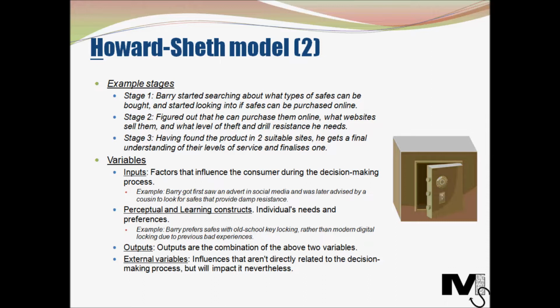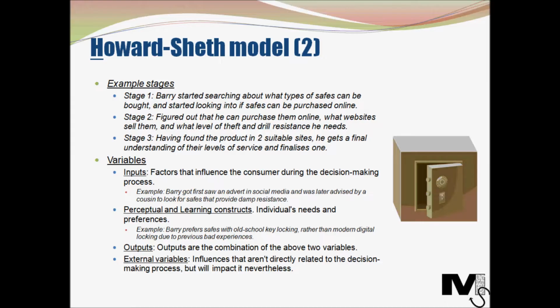Now let's look at the variables in play here. So the variables that affect this model are as follows: inputs. Like the name suggests, inputs are the factors that influence the consumer during the decision-making process. These can include social influences like friends, family, and colleagues, and other influences shaping up the mind of the consumer at this stage. There can also be an influence of marketing at this stage.